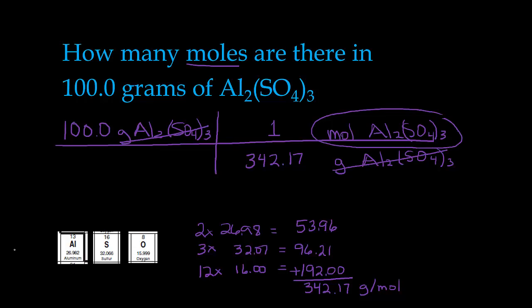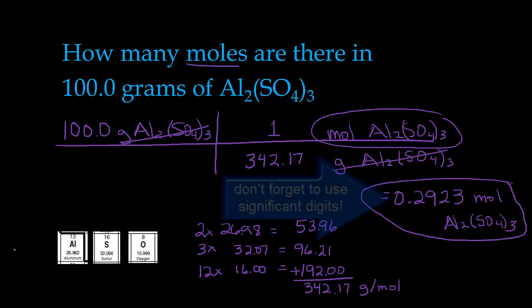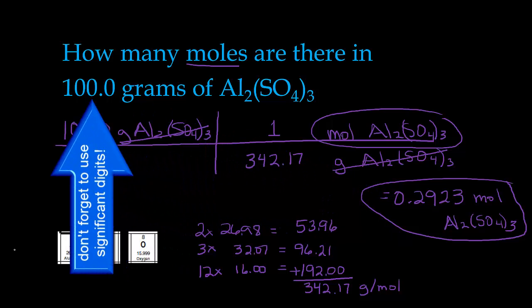So when we take 100 times 1 divided by 342.17, we get 0.2923 moles of aluminum sulfate. That is our answer. Now I have 4 significant digits here because we have 4 significant digits here.